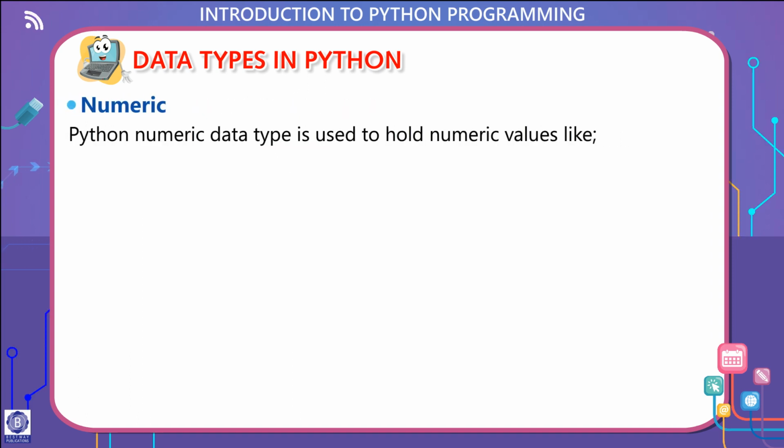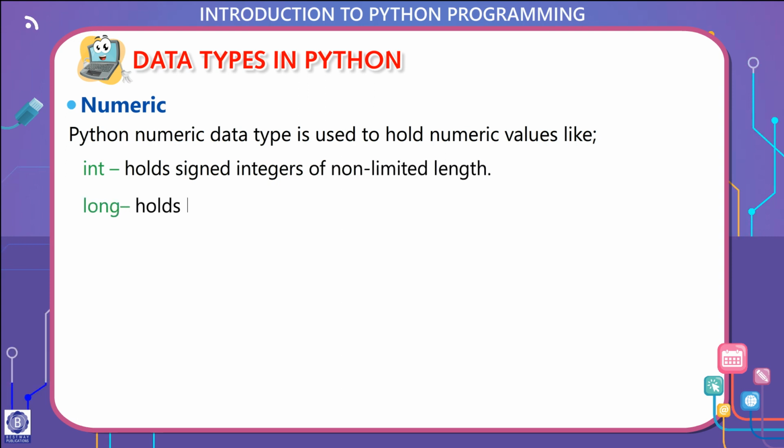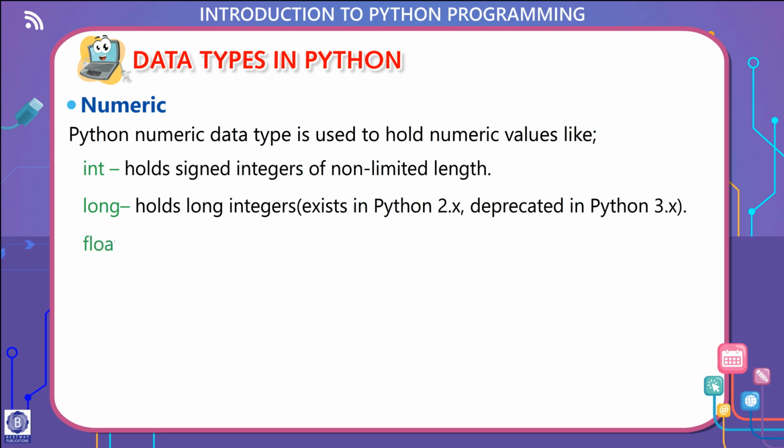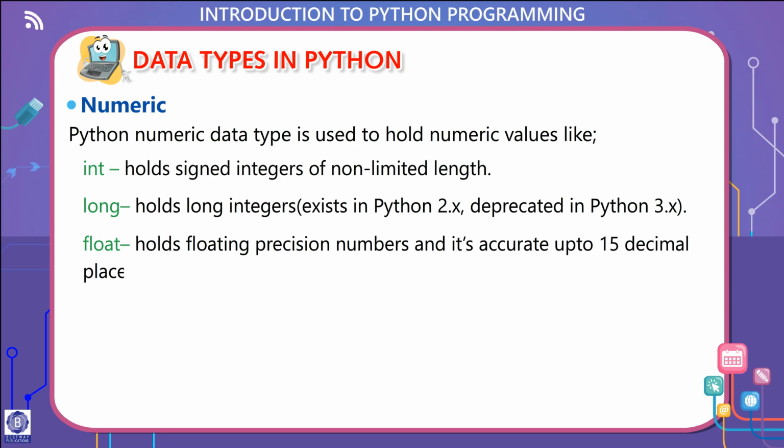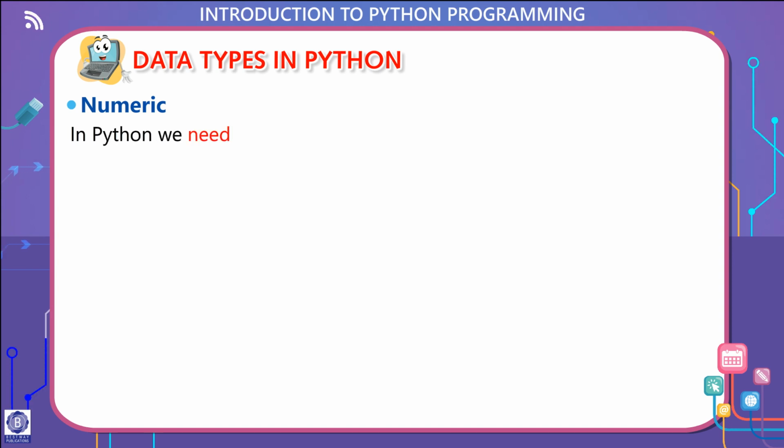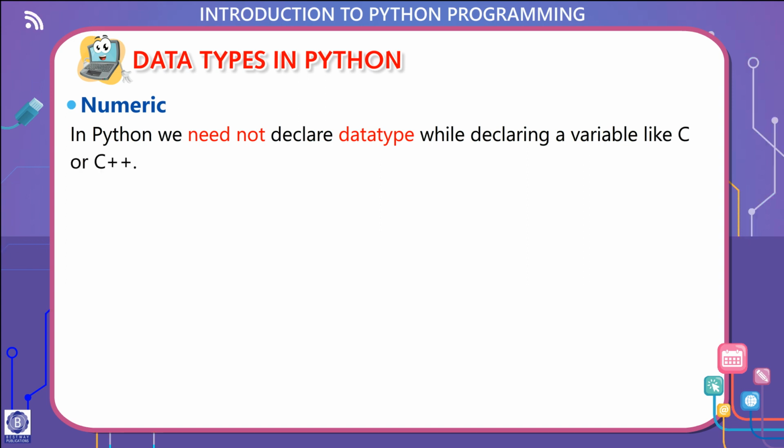Numeric. Python numeric data type is used to hold numeric values. Int holds signed integers of non-limited length. Long holds long integers, exists in Python 2.x, deprecated in Python 3.x. Float holds floating precision numbers and it's accurate up to 15 decimal places. Complex holds complex numbers. In Python, we need not declare data type while declaring a variable like C or C++.